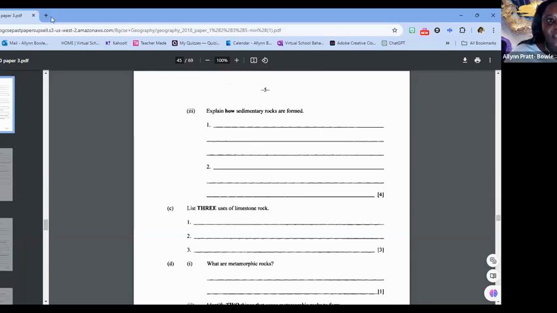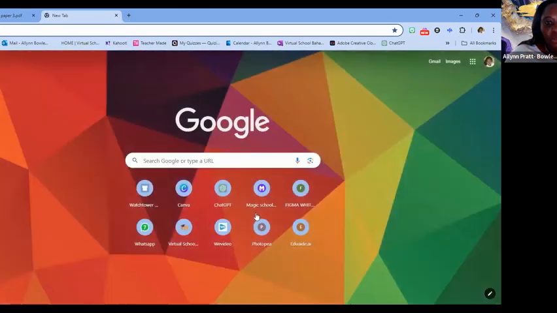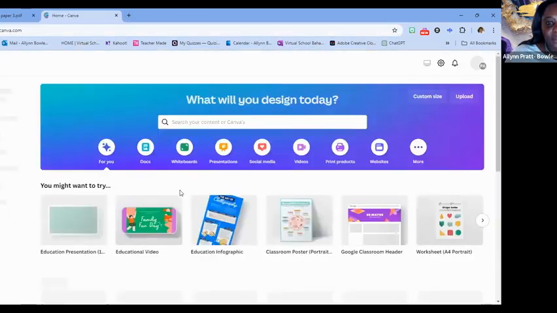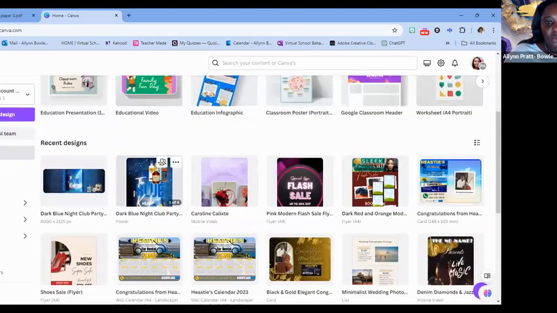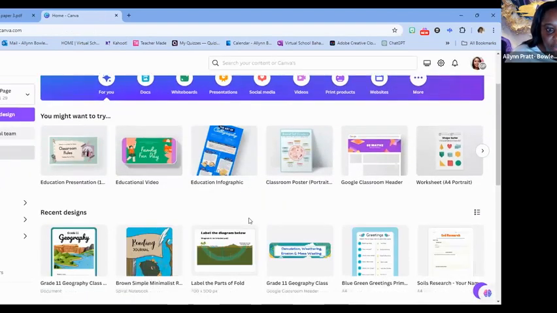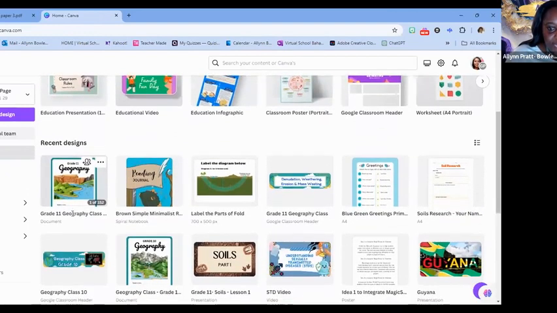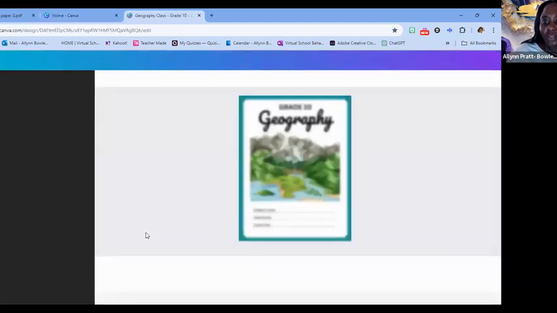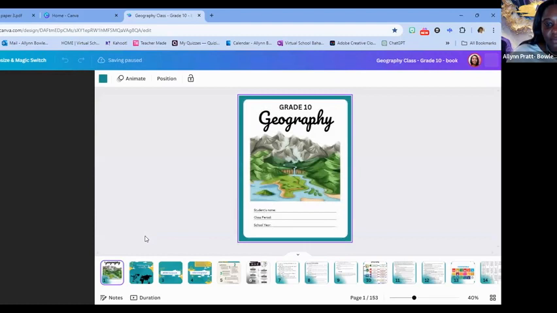So, what I like to use to share my content with students is Canva. And I'm going to take you to that app right now. Geography, geography grade 11 and geography grade 10. Let's start with geography grade 10 and then we'll work our way up to geography grade 11 and 12.